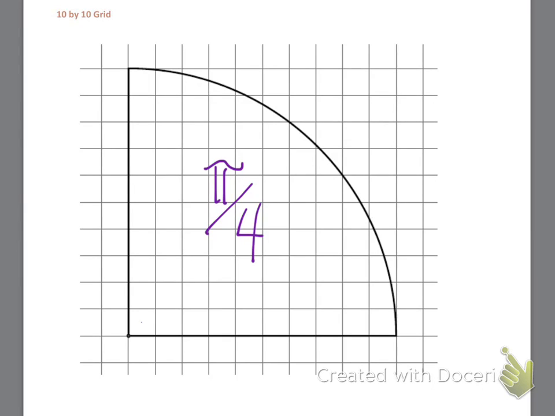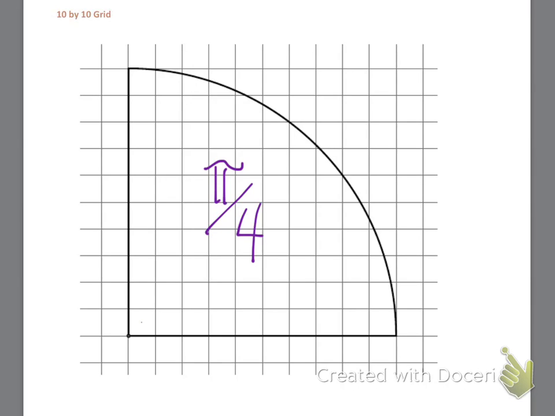Okay, so we're going to be estimating pi by this method. So what we want to do is get a lower estimate for pi, something that we know is too low, and a higher estimate for pi, something that we know is too high. So what we're going to do is count the squares just inside this semicircle, and then those outside. I'll use red for inside.